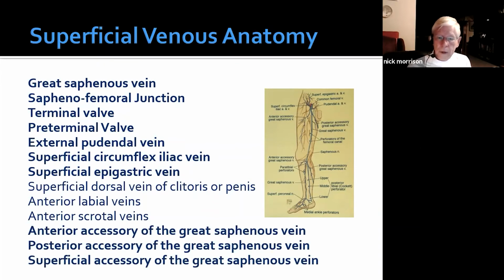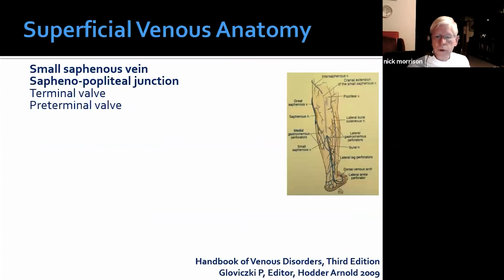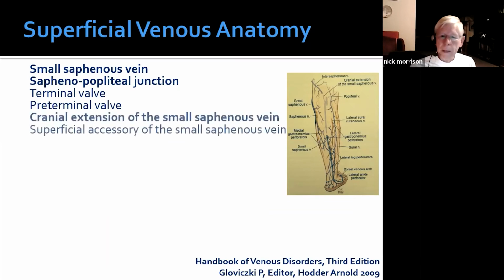And then the anterior accessory, posterior accessory, and superficial accessory of the great saphenous vein are also important, particularly in the case of recurrence. The anterior accessory is a very important source for recurrence after endovenous ablations, not so much after surgical ablation. The small saphenous vein with a sapheno-popliteal junction. Also, there's a terminal and a pre-terminal valve.